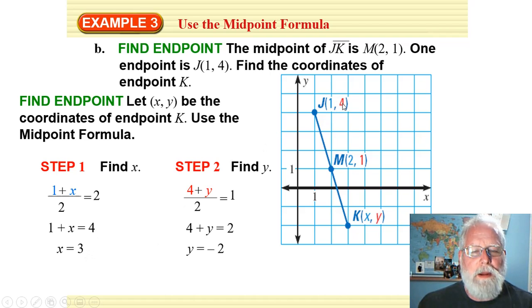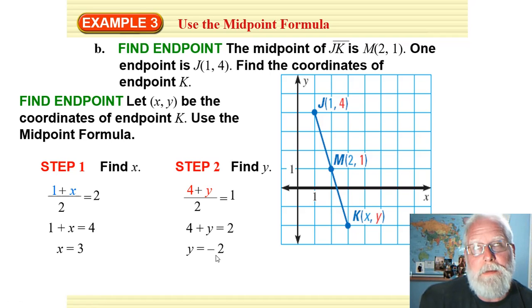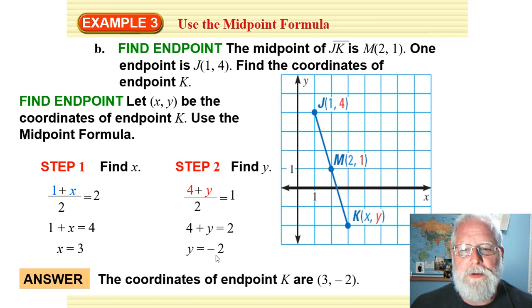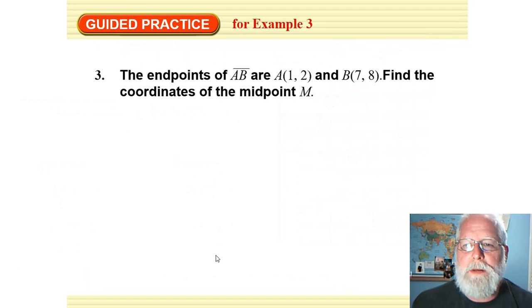And if you take a look here, from the end to the mid, I went from 4 to 1. So that means I subtracted 3. So if I take 1 and subtract 3, that gets me negative 2. And that's what I've got here. So you can use either method, either graphing it or using the formula. Anyway, the answer would be (3, negative 2). That's the other end.